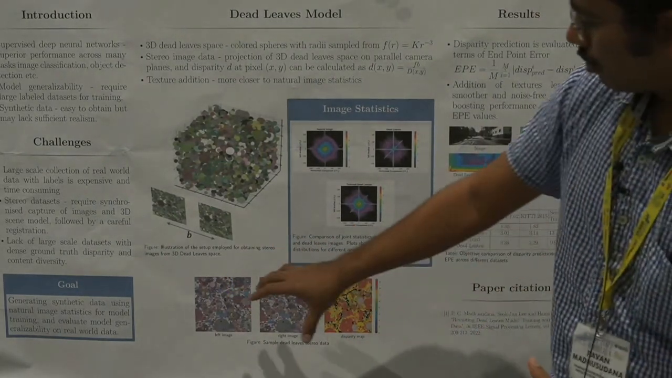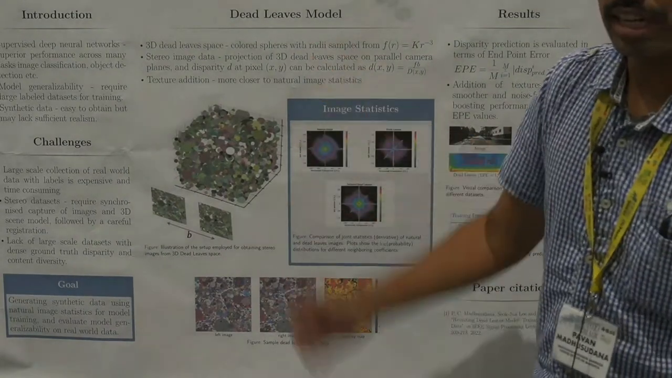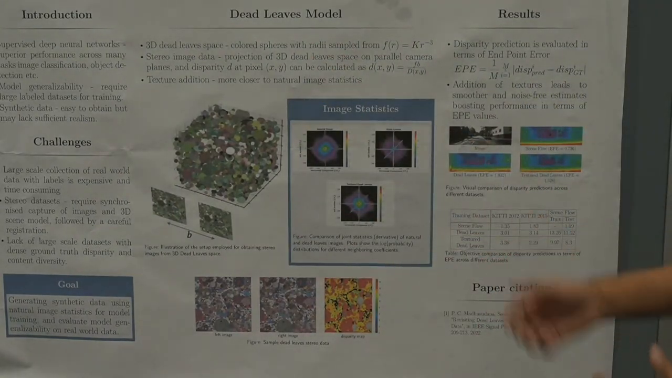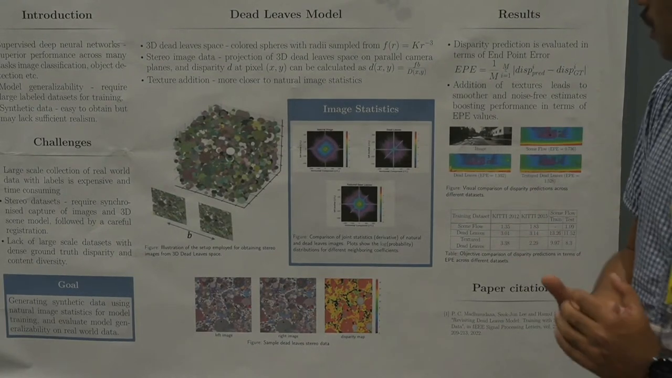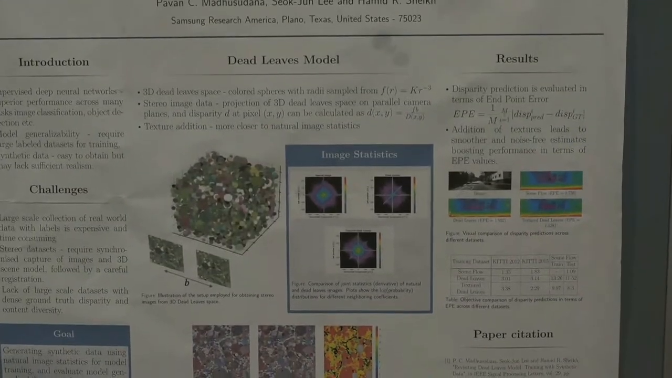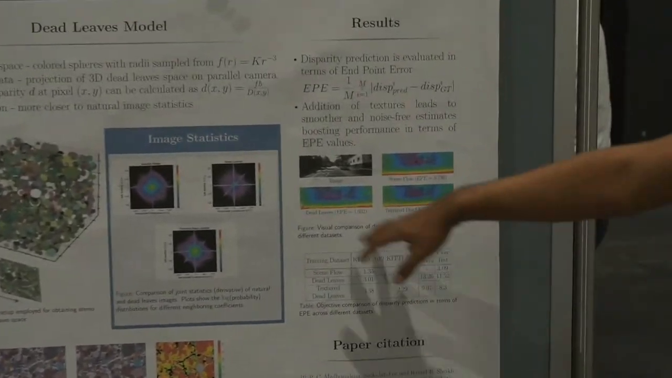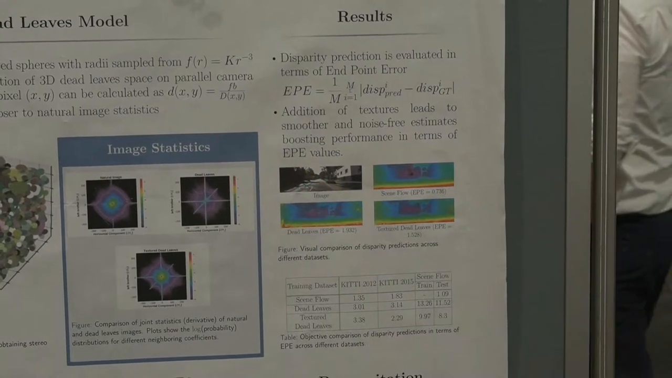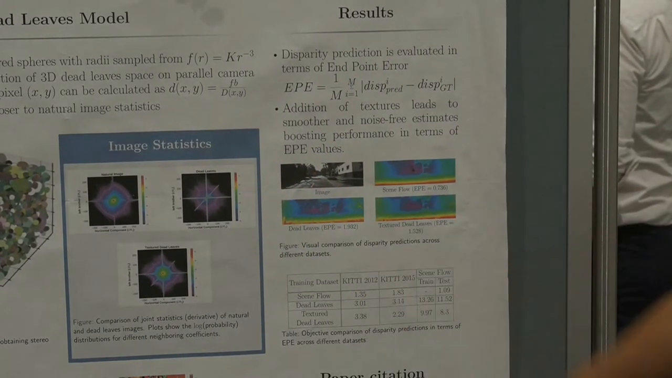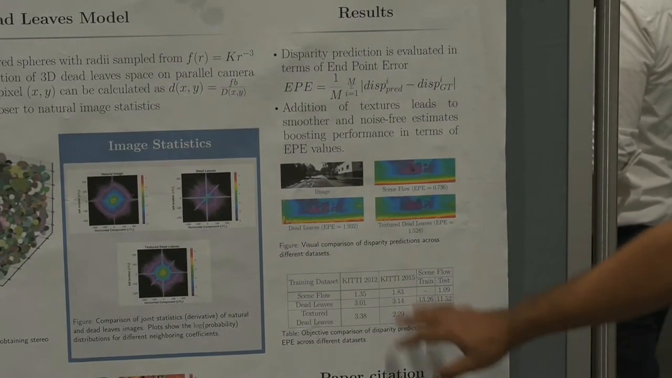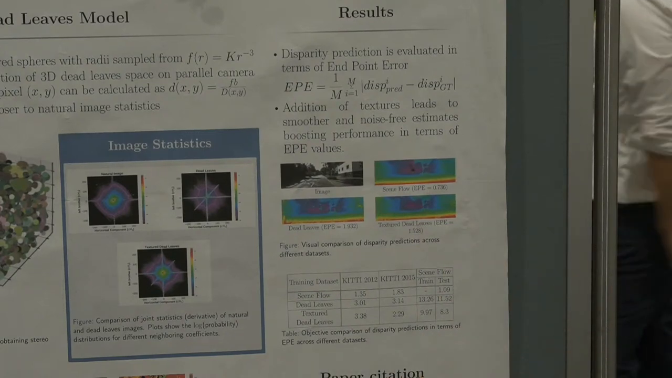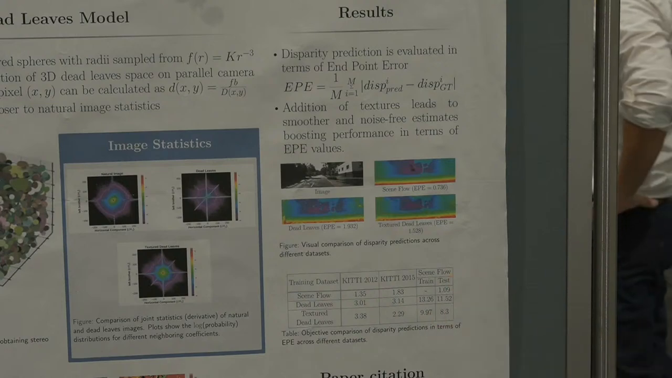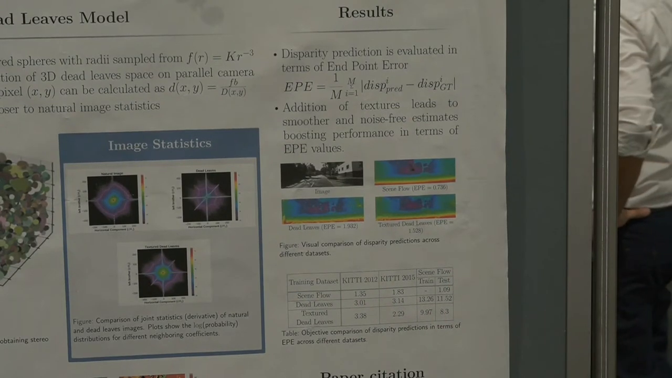Once we have obtained all this training data using the dead leaves model, we train the existing state-of-the-art stereo disparity estimation networks and evaluate on realistic data. We show some of the results over here, where a realistic image is given as input and we compare it with existing state-of-the-art models. We observe that the model exclusively trained on synthetic data generalizes well on realistic data as well. Thank you.